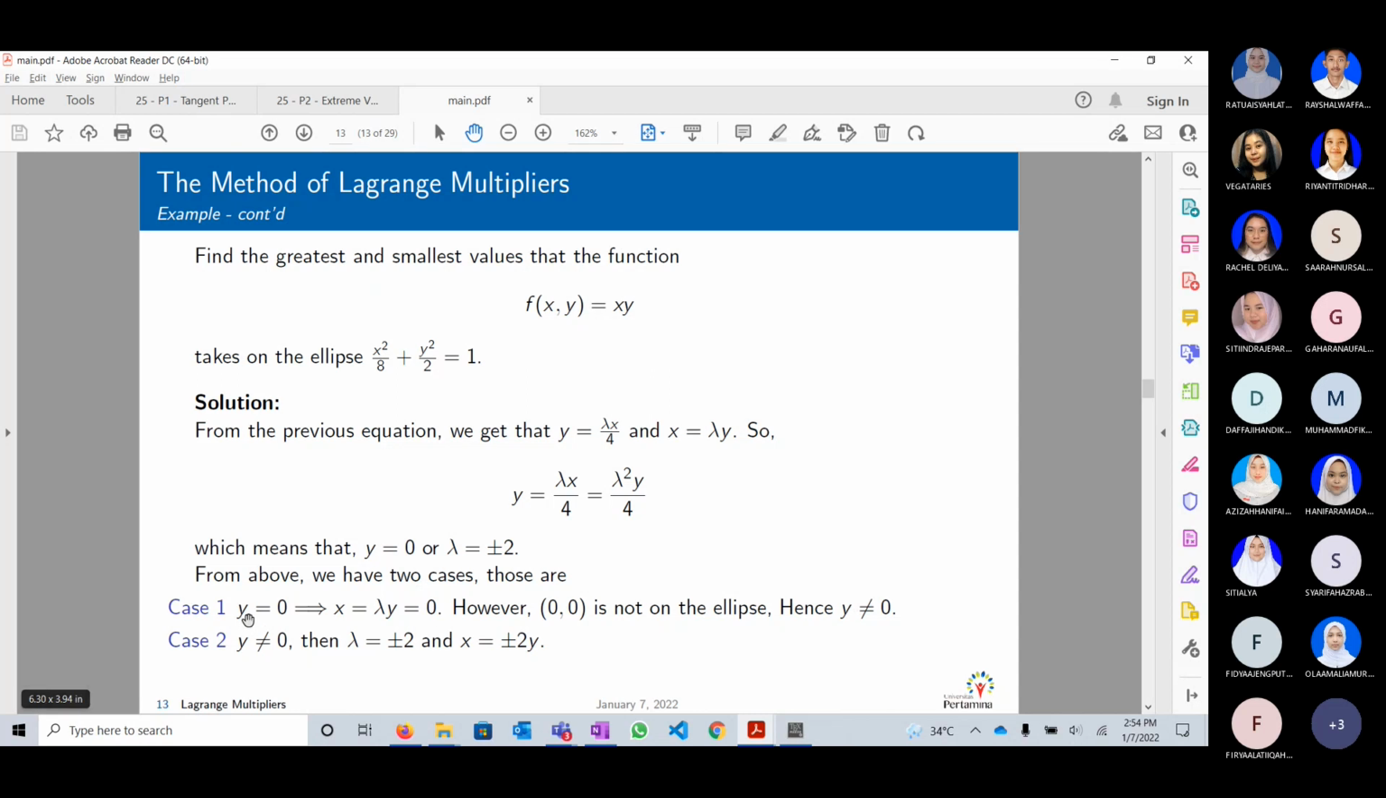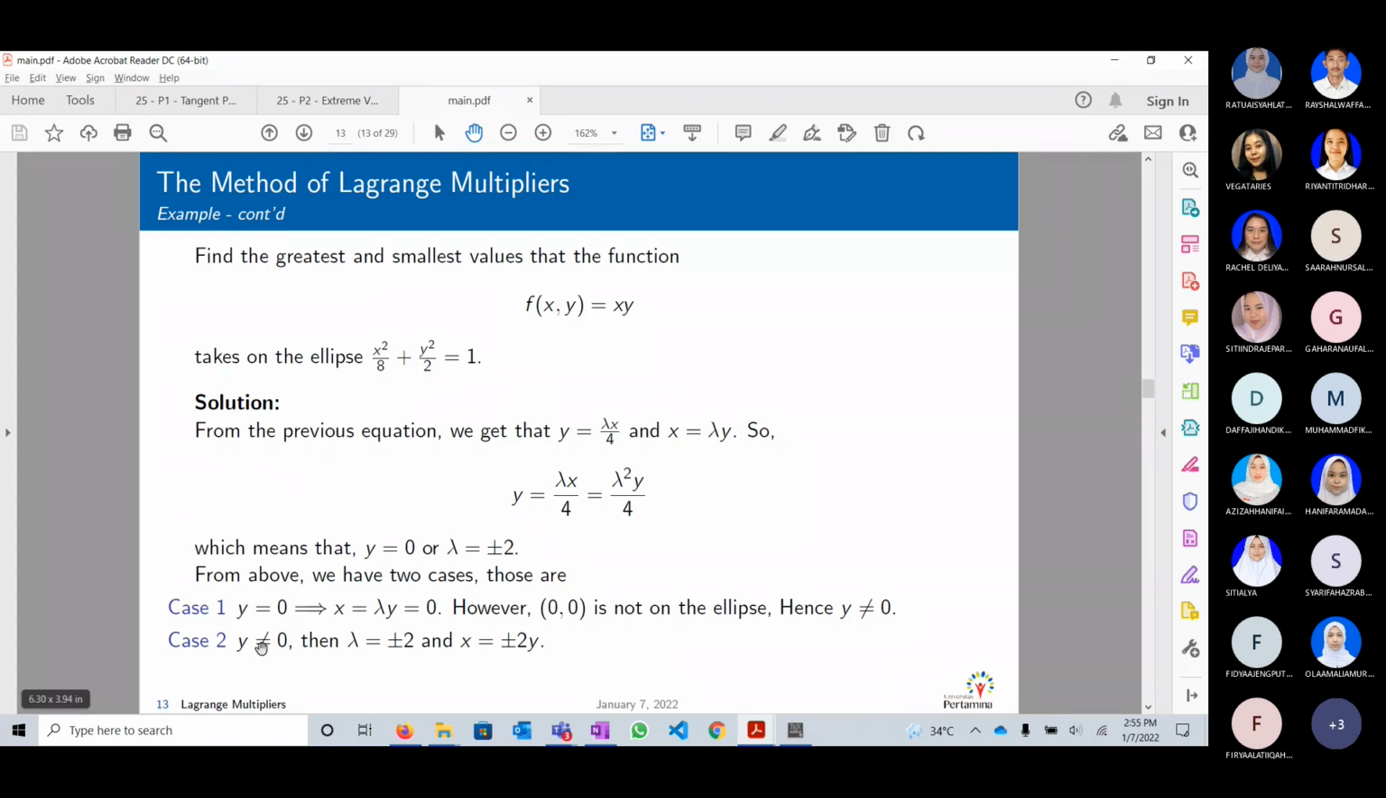Ya, jadi, kasus pertama adalah kan tadi salah satunya adalah y sama dengan 0. Ya. Ternyata kalau y sama dengan 0, berdasarkan x sama dengan lambda y, maka x-nya juga sama dengan 0. Tetapi 0,0 itu tidak ada pada elips ini, karena kan harus memenuhi elips ya. Maka y-nya pasti tidak sama dengan 0.